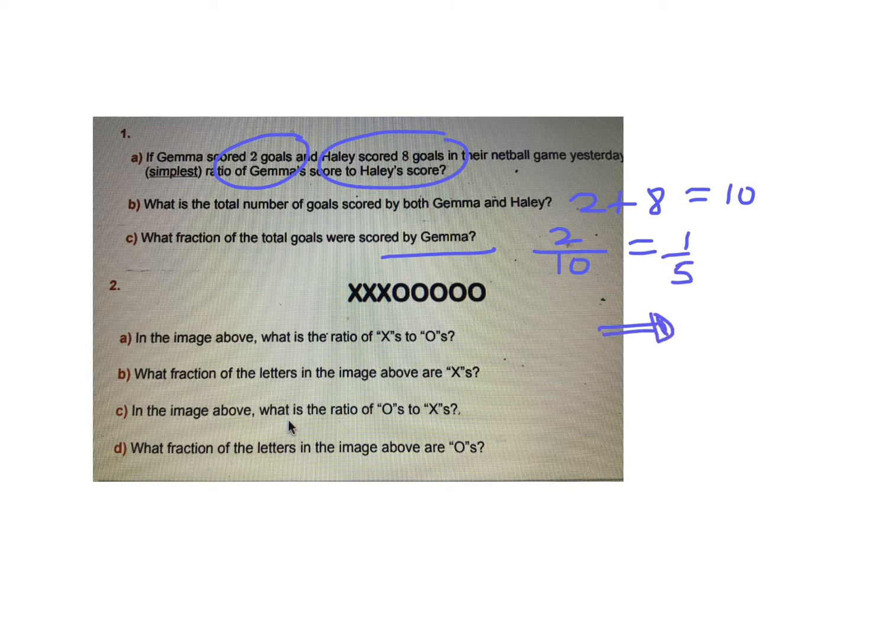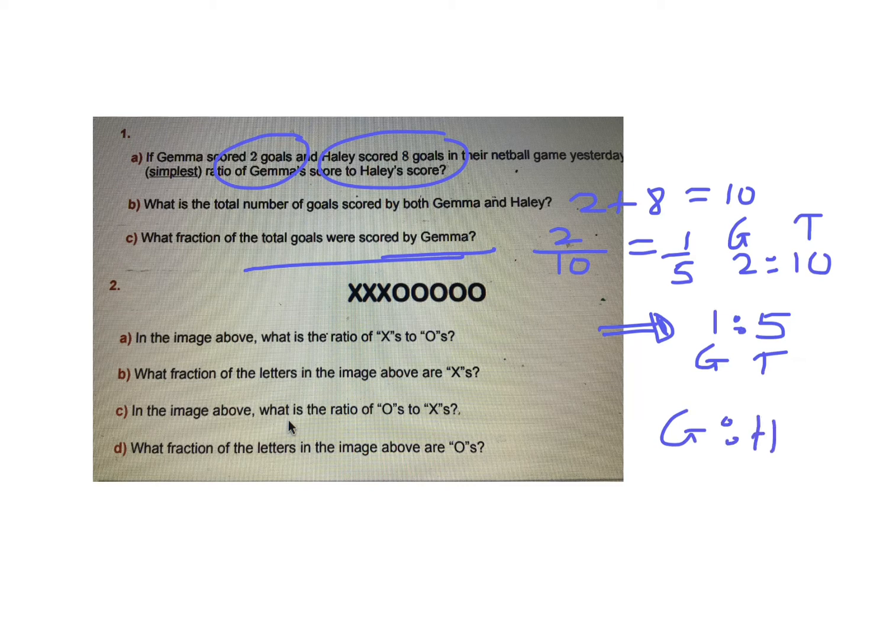Now, what we're getting at here is basically as a ratio that's 1 to 5, or it would have been 2 to 10, if you did Gemma's to the total. If you did Gemma's to Hayley, then Gemma's to Hayley would be 2 to 8, which is 1 to 4. And you notice the 1 and 4 add up to 5, because there's 1 part out of 5, and there are 4 parts out of 5 as well.